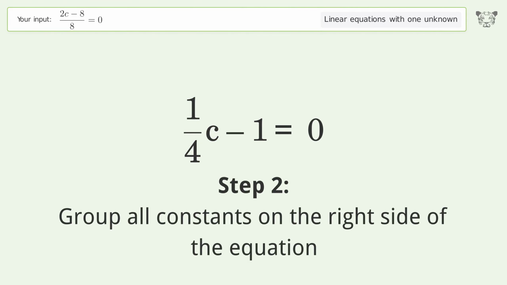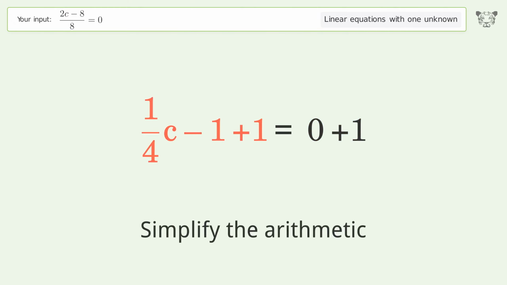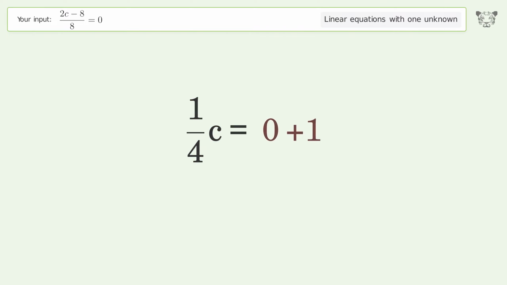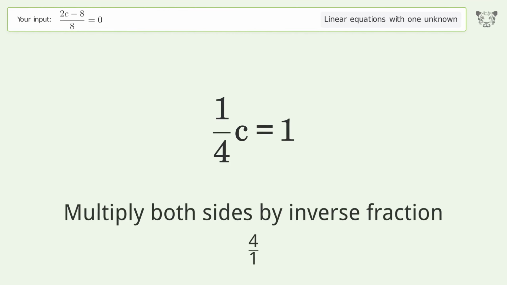Group all constants on the right side of the equation. Add 1 to both sides. Simplify the arithmetic. Isolate the c. Multiply both sides by inverse fraction 4 over 1.